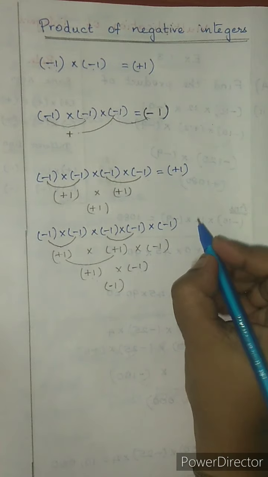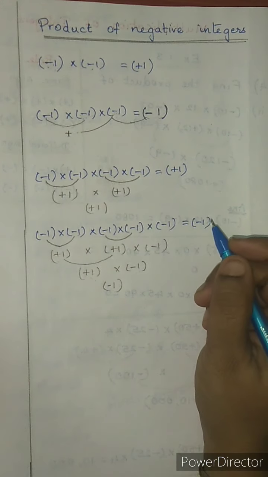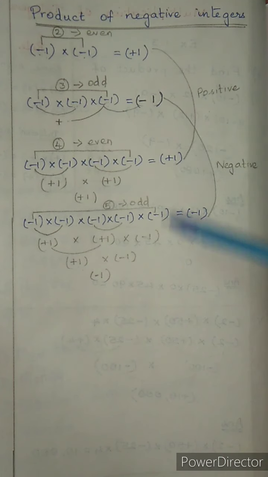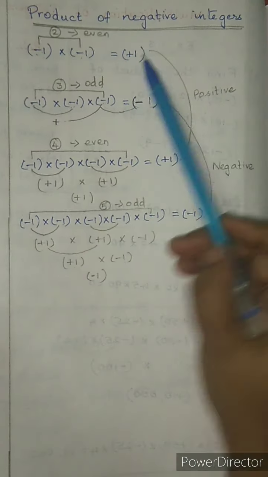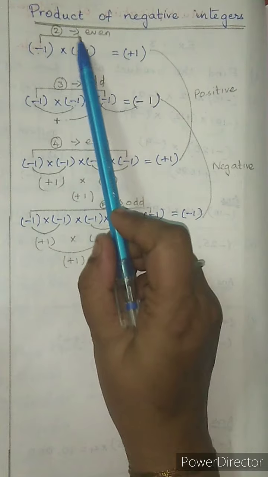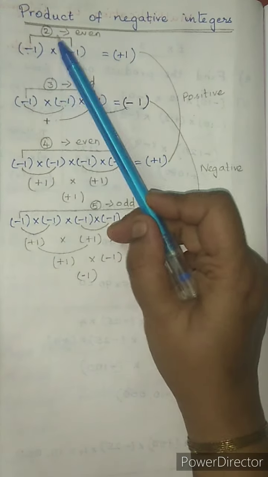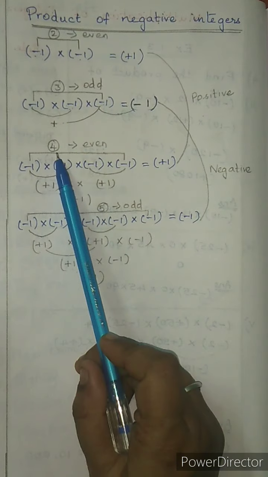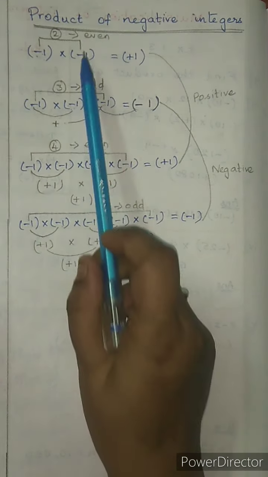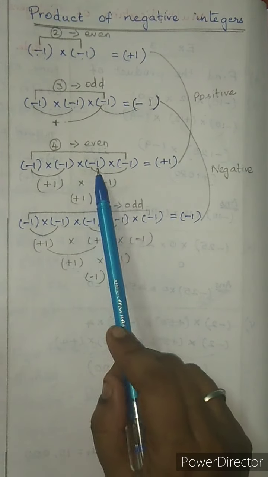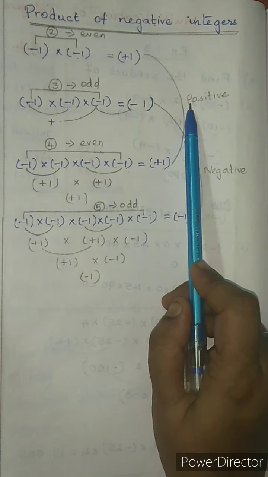So this is equal to minus 1. What do you observe from this? When a negative integer is multiplied an even number of times, here it is multiplied 2 times and here it is multiplied 4 times, the result is positive. The product remains positive.